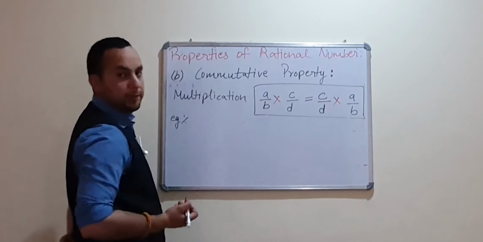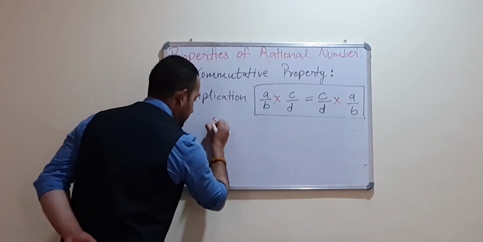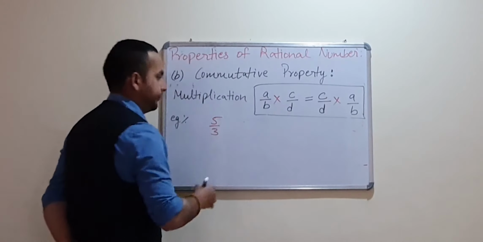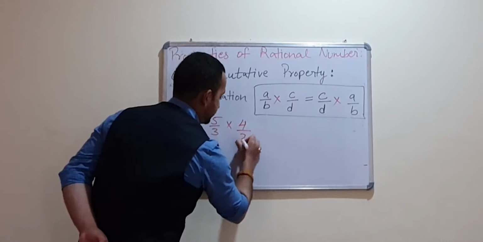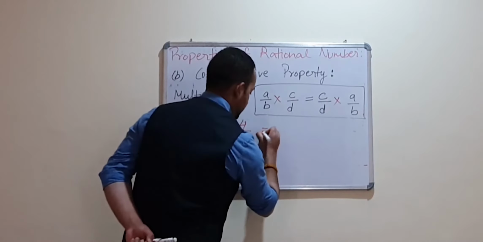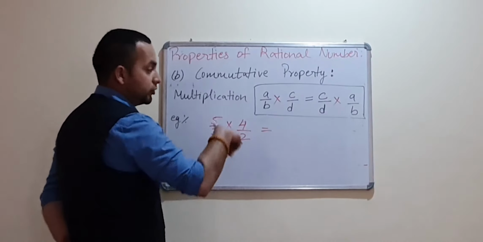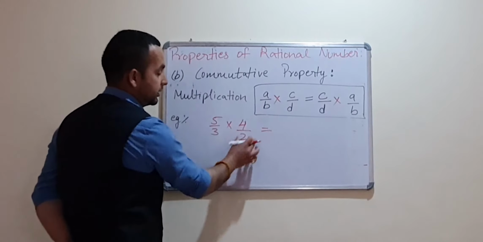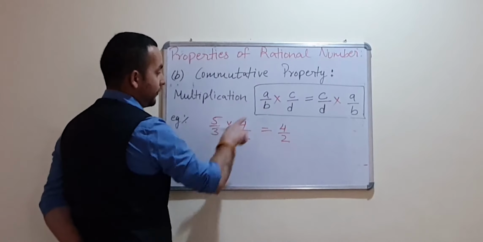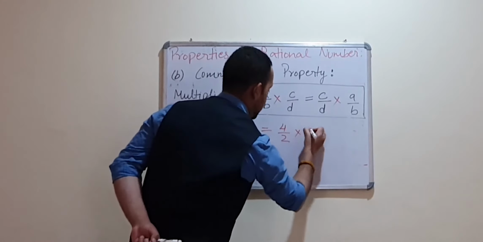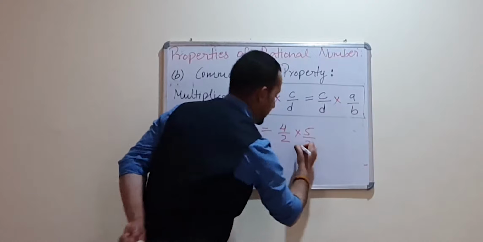Now, in place of A upon B, suppose I substitute 5 upon 3. And in place of C upon D, I substitute 4 upon 2. Now, on the other side, in place of C upon D, I'll write 4 upon 2, and in place of A upon B, I'll write 5 upon 3.